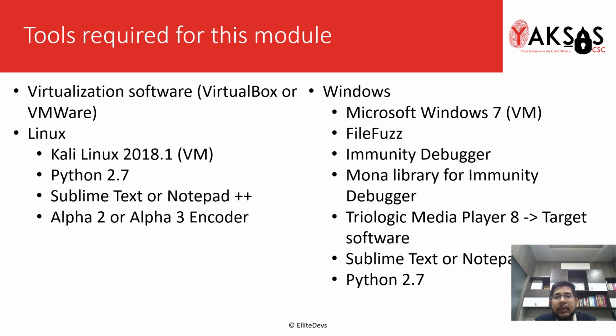For Windows, I will be using Microsoft Windows 7 SP1 as a VM, and on this machine I will be running FileFuzz to fuzz our target application, Immunity Debugger, Mona library for Immunity Debugger, Trilogic Media Player 8, which is a target software, Sublime Text or Notepad++, and Python 2.7. The download links for these tools and software are mentioned in the description, so please check it out.